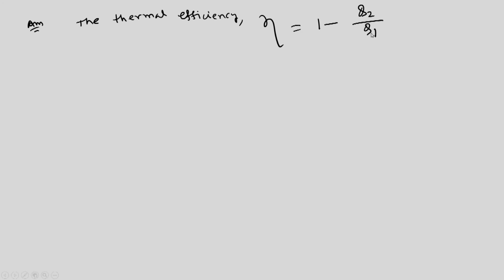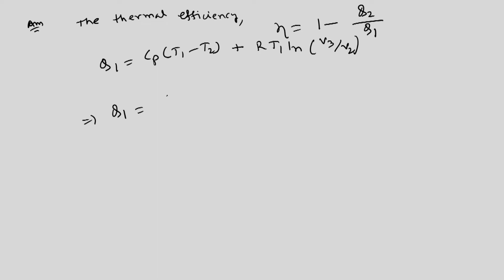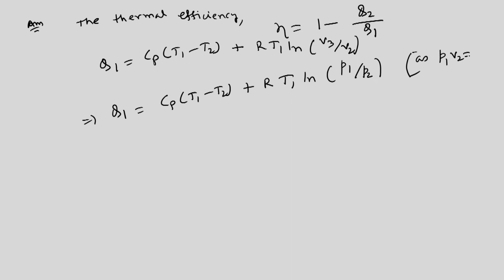So, solution of this problem. The thermal efficiency eta is 1 minus Q2 by Q1, and Q1 is Cp times (T1 minus T2) plus R T1 ln V3 by V2, or you can write Q1 equals Cp times (T1 minus T2) plus R T1 ln P1 by P2. This is because P1 V2 equals P2 V3.